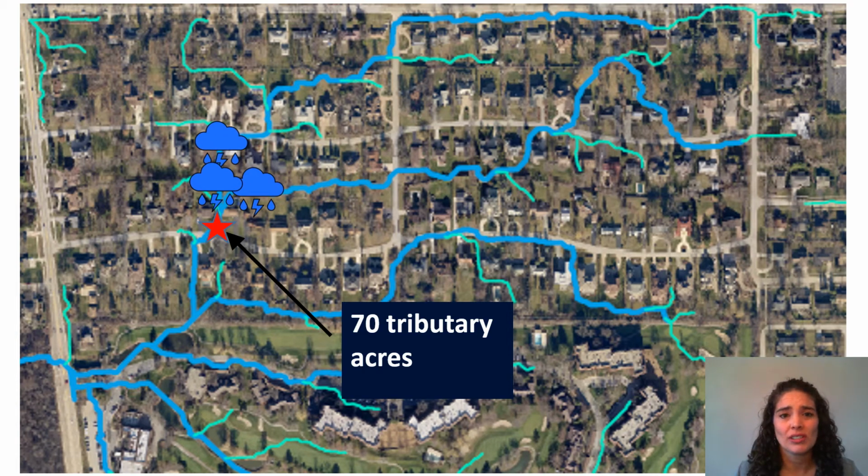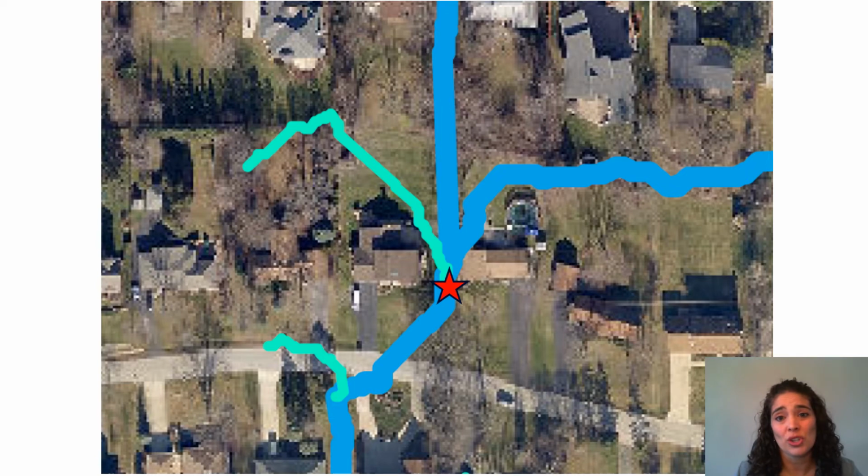One of the neighbors sent in a video at the location of that red star that shows the kind of flooding they experienced. So let's zoom in to that area where the drainage complaint was. Given the information we have with the GIS overland flow map features, we know it's going to be a doozy. Let's see if the video confirms that.